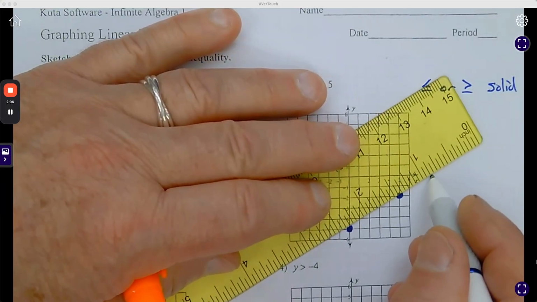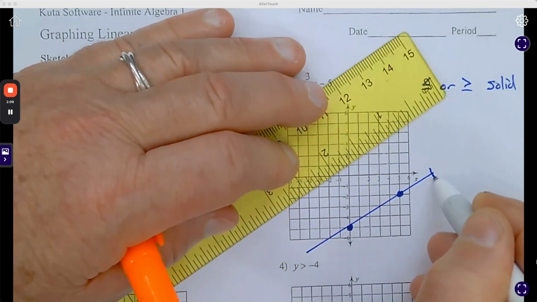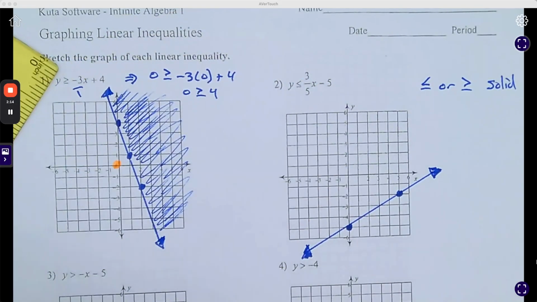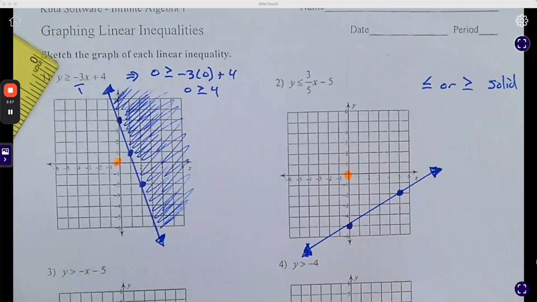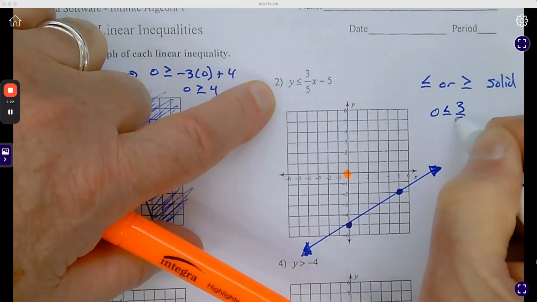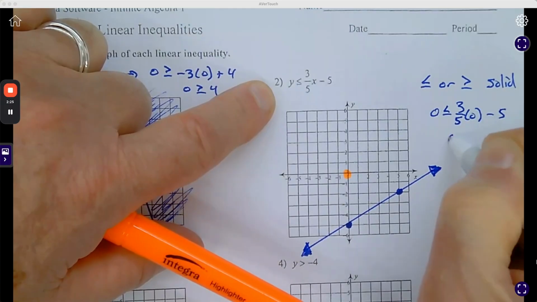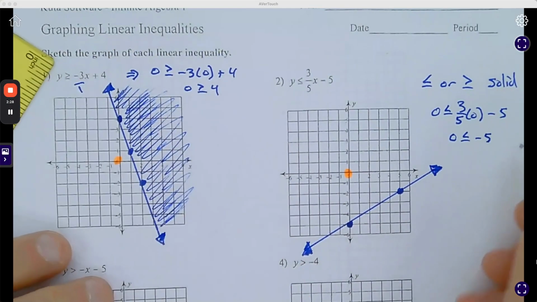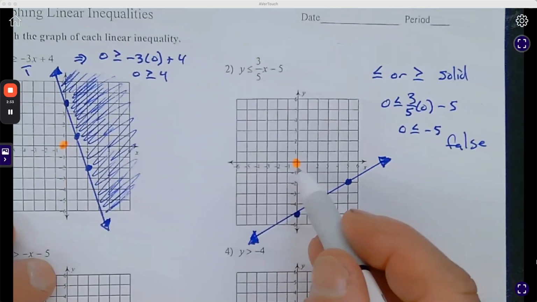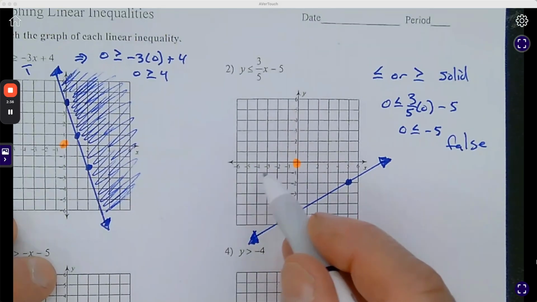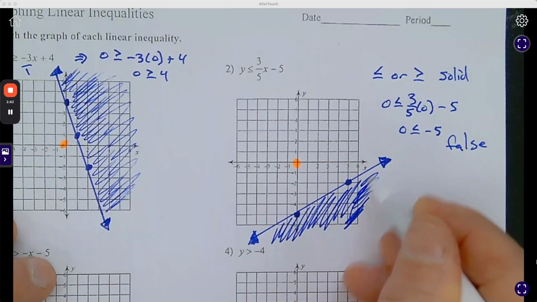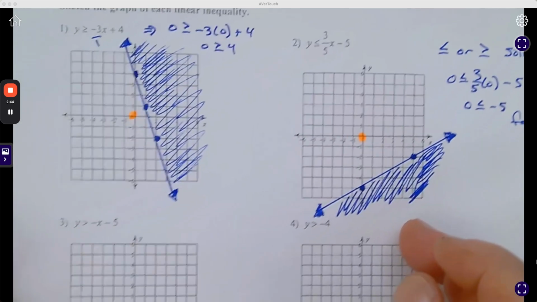Now again, you can look at it and see which way to shade, or you can do a test point. So if you do a test point of 0, 0, right there, let y be 0, let x be 0, 0 less than or equal to negative 5. That is false. So that means that was not true. So that means none of these ordered pairs will make it true. So all of these will. So one side of the line is always the solutions.